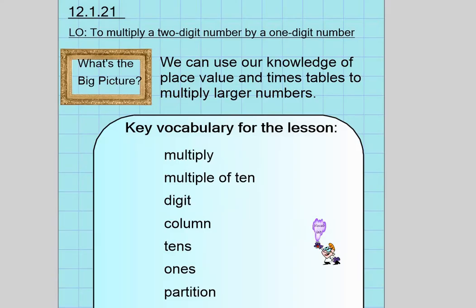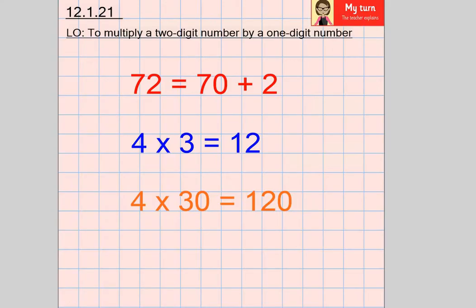So what's the big picture? We can use our knowledge of place value and times tables to multiply larger numbers. Our key vocabulary for the lesson is multiply, multiple of 10, digit, column, tens, ones, and partition. Today we need to be able to partition 2-digit numbers into tens and ones, so 72 becomes 70 and 2.